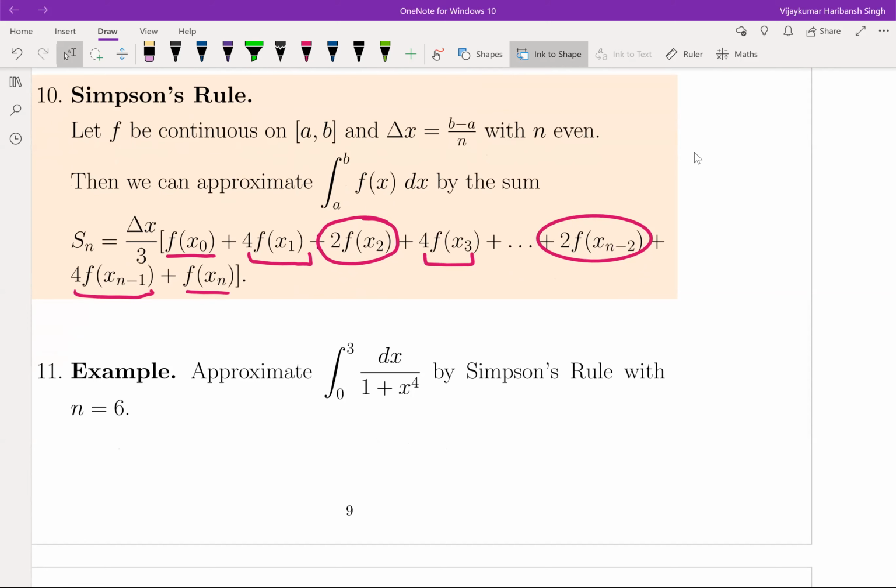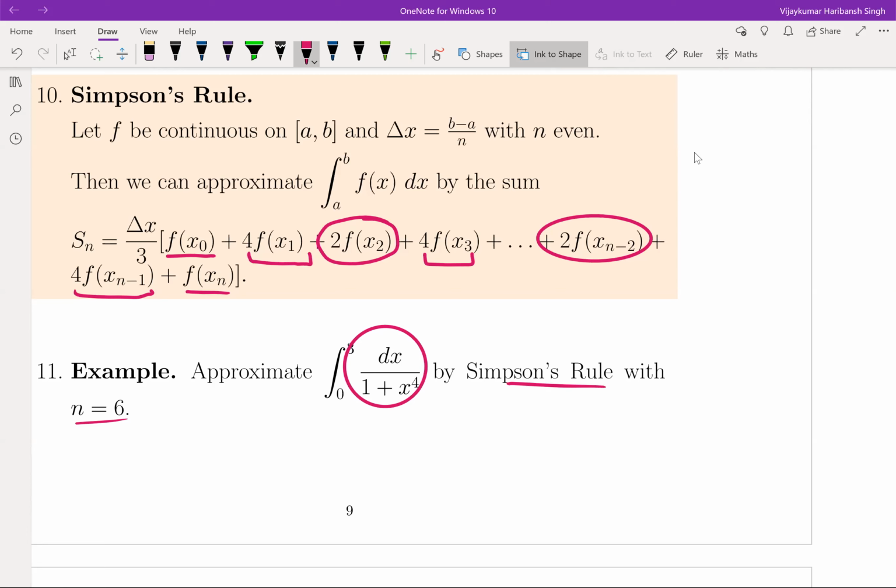Let's use this formula again to see, A, how to get an approximation, and B, what the error in the approximation will be. Because our real game here is to find approximations for integrals, right? So again, consider the integral from 0 to 3 of dx upon 1 plus x to the power 4, and approximate this using Simpson's rule with n equals 6. First of all, note that you cannot integrate this directly. There is no antiderivative of this.